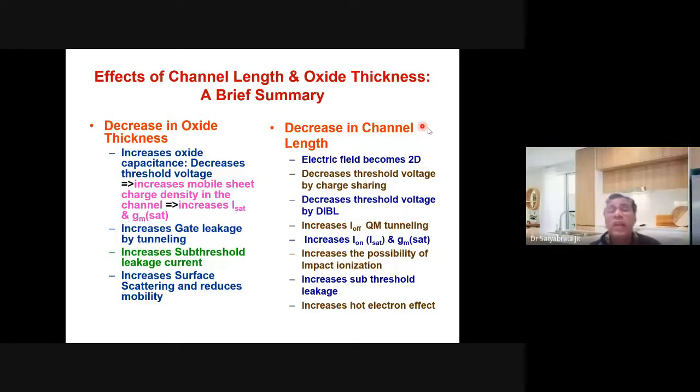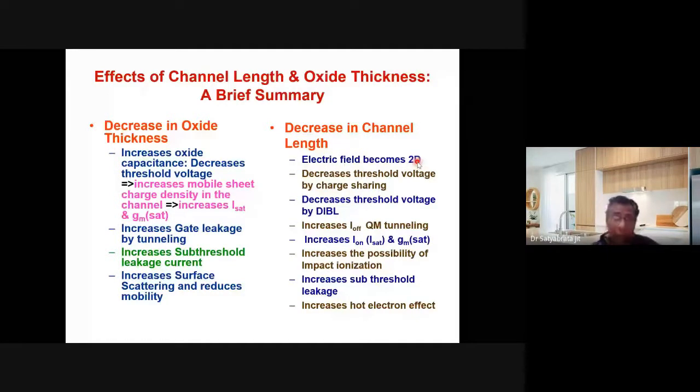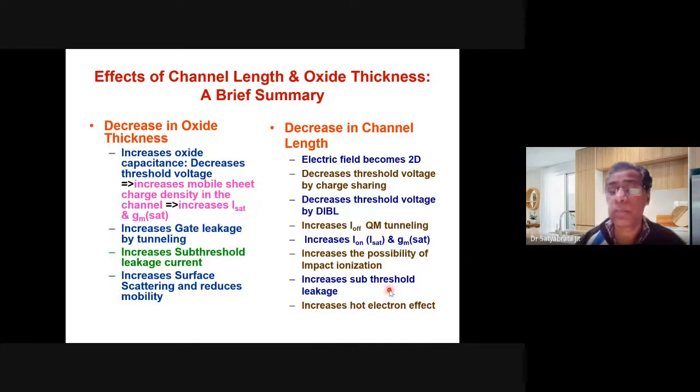Now, decrease in channel length, what will happen? The electric field becomes two-dimensional. The threshold voltage will depend on the drain voltage, that is, the DIBL phenomenon will be increased, and the subthreshold leakage current, also due to quantum mechanical tunneling, will be increased, and that also increases the hot electron effect, right? So these are some of the detrimental effects that arise from scaling. Once we are reducing the size, these detrimental effects will be there.